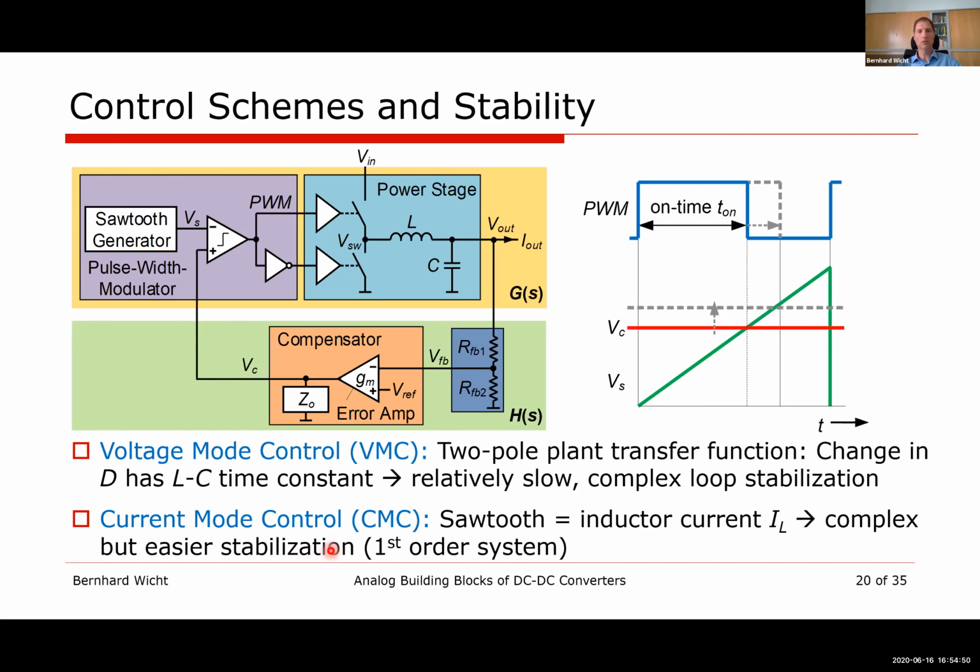So the whole block diagram looks even more complex, since we need to measure the inductor current. With respect to time, I left all these details out and would like to just highlight how to compensate the voltage mode control.